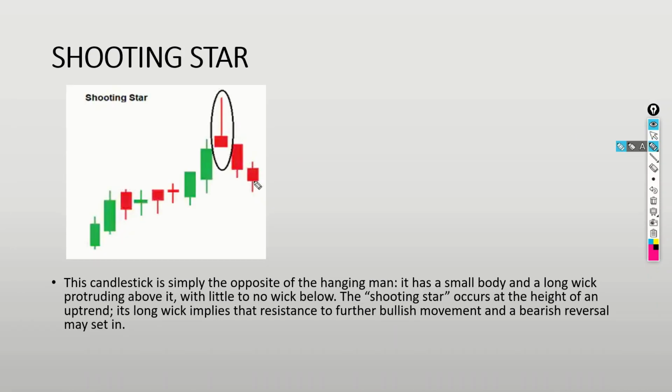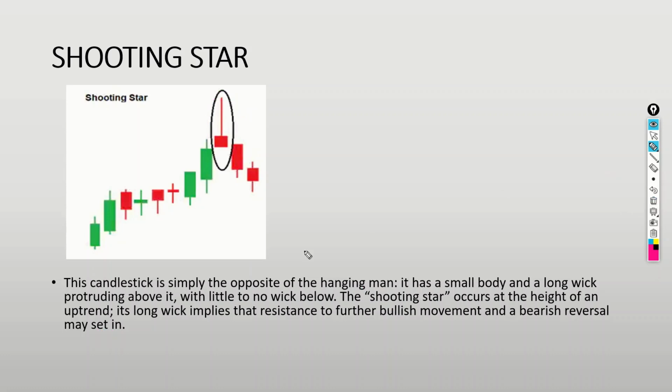So we are going to be looking at a shooting star, and a shooting star looks exactly like this. This candlestick is simply the opposite of a hanging man, and it has a small body and a long wick protruding above it with little or no wick below. The shooting star occurs at the height of an uptrend. Its long wick implies resistance to further bullish movement and that a bearish reversal has set in. That is a shooting star.